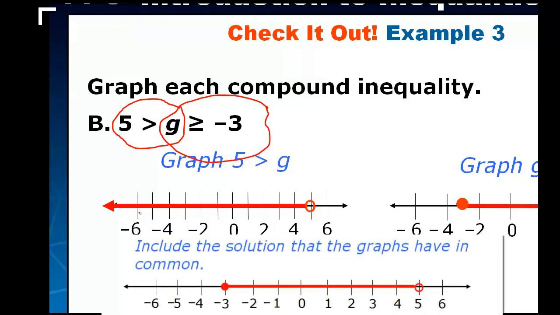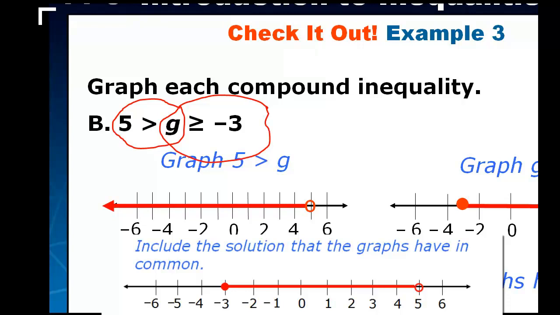Let's combine the two graphs. Here we have a number line. We will go to 5 and draw an open circle. We will go to -3 and draw a closed circle. Then the numbers between 5 and -3 are the solution. So from 5 I'm going to the left, and from -3 I'm going to the right.